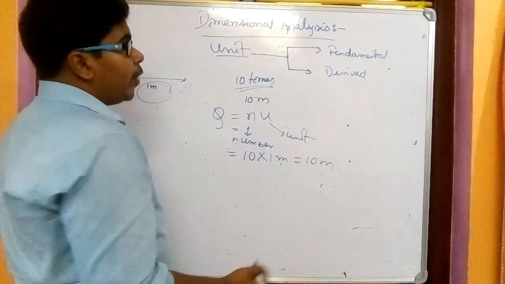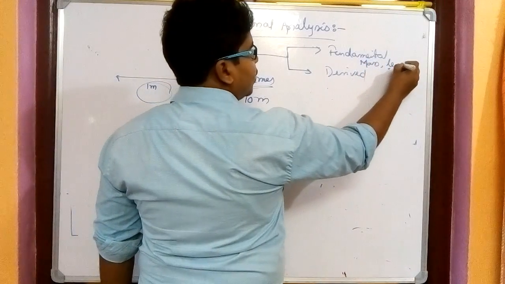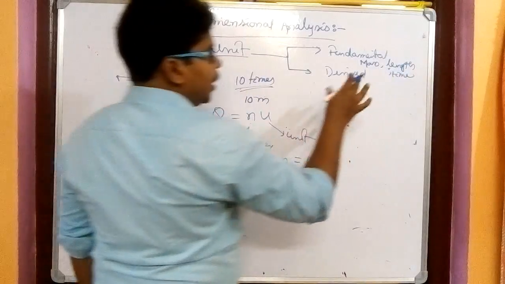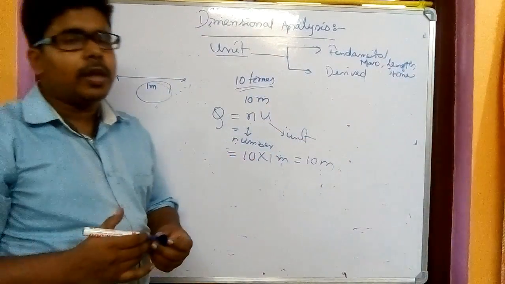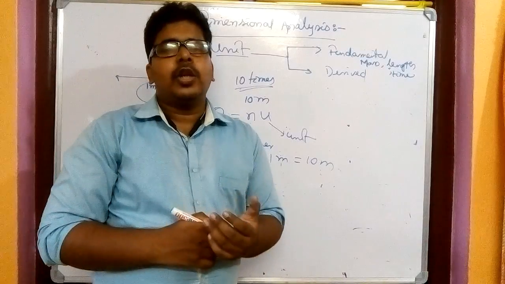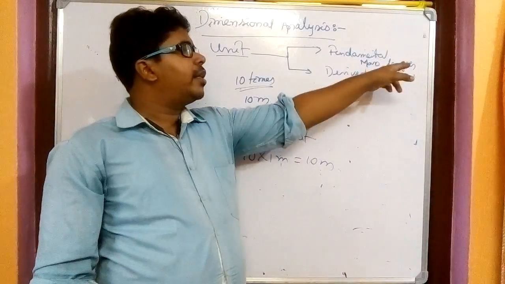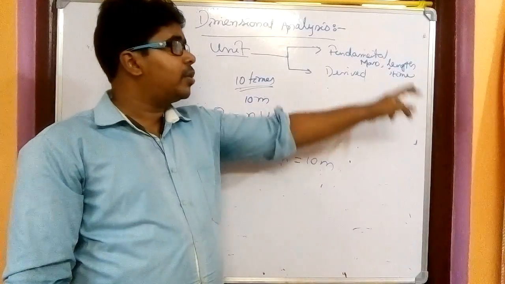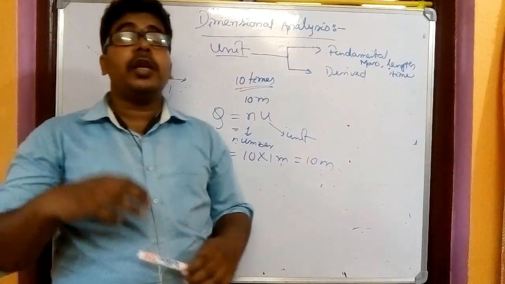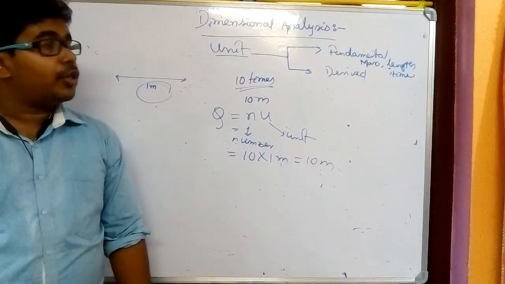Just like if I am talking about mass, length, or time, these are such kinds of quantity which do not need any other unit to measure them. To measure mass, we don't need the help of length. To measure time, we don't need the help of mass. They can be measured individually, independently. So that's why they are fundamental units.